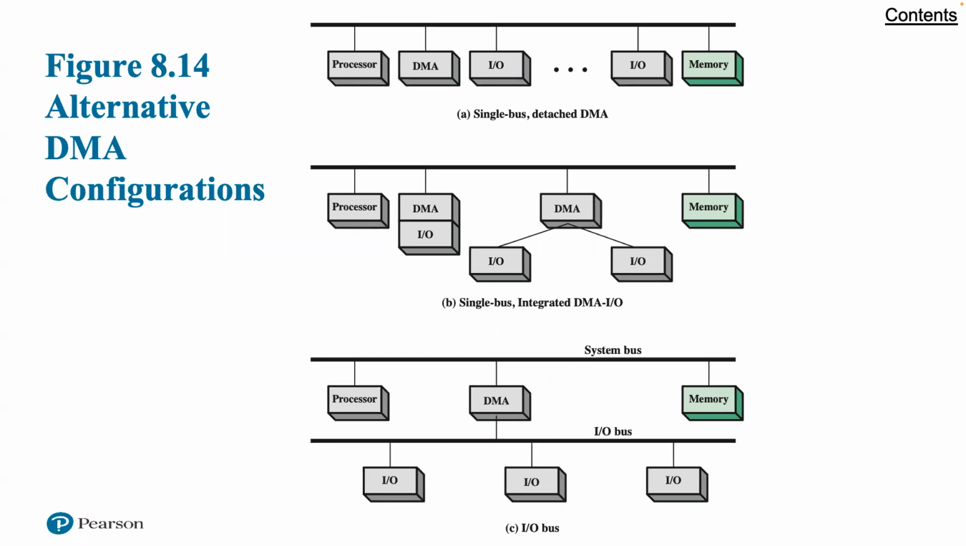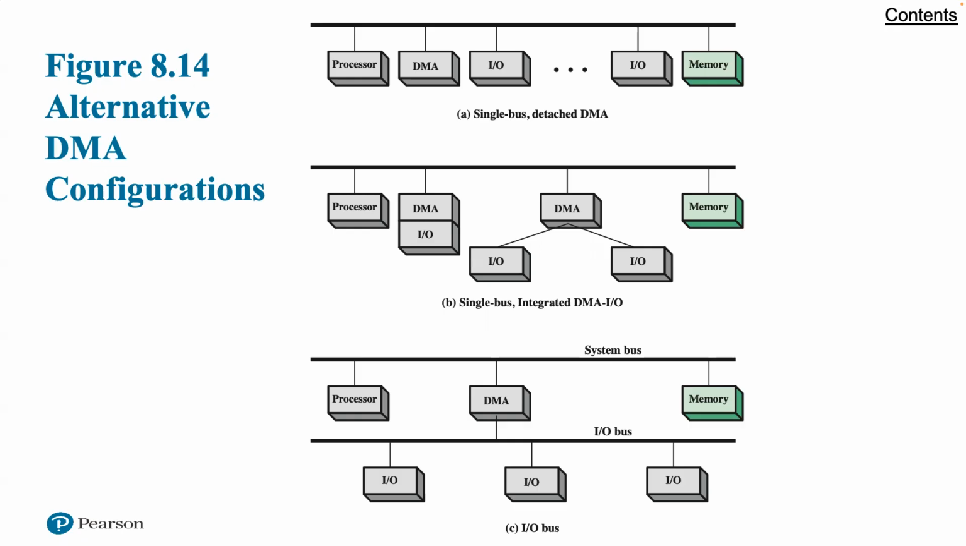Now let's talk about alternative DMA configurations. The DMA mechanism may be configured in a variety of ways. Some possibilities are shown in figure 8.14. In the first example, all modules share the same system bus. The DMA module acts as a surrogate processor using programmed I/O to exchange data between memory and an I/O module through the DMA module. This configuration, while it may be inexpensive, is clearly inefficient. As with processor-controlled I/O, each transfer of a word consumes two bus cycles.